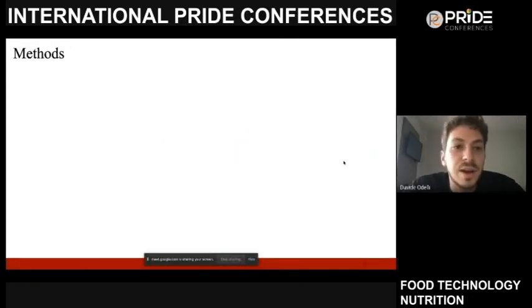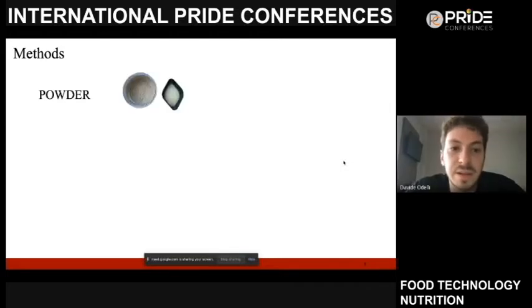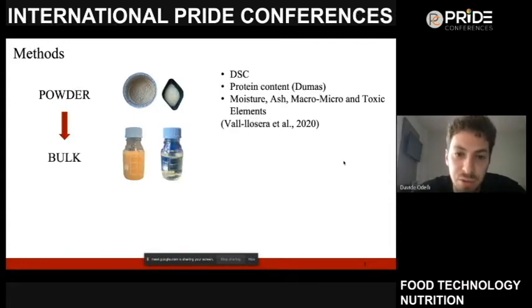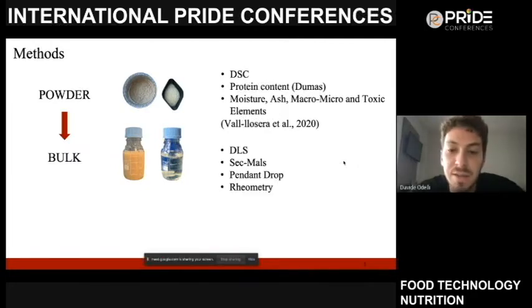The methods used for the research started with the characterization of the powders, which was done by their thermal properties by DSC, and their protein content by the Dumas method. Their elemental contents were already characterized by a previous study on the same proteins, on the same powders that I report here. My research started with the particle suspensions of these powders, where I characterized their particle size by dynamic light scattering and SEC-MALS, their interfacial properties by pendant drop, and their viscosity and rheology by rheometry.